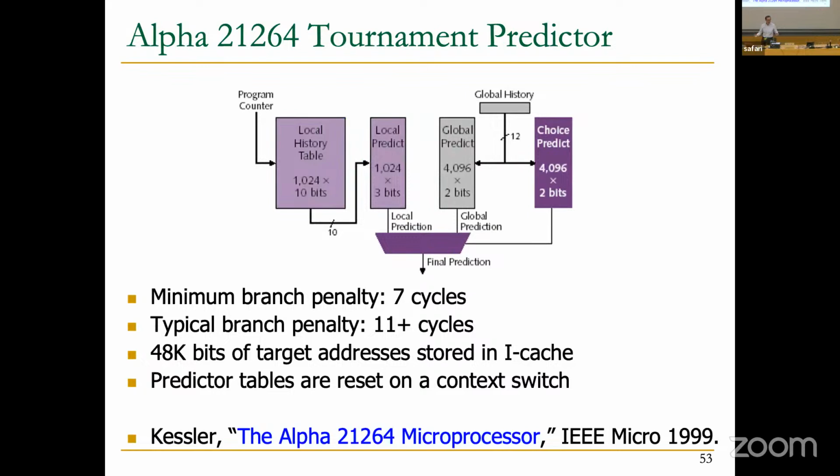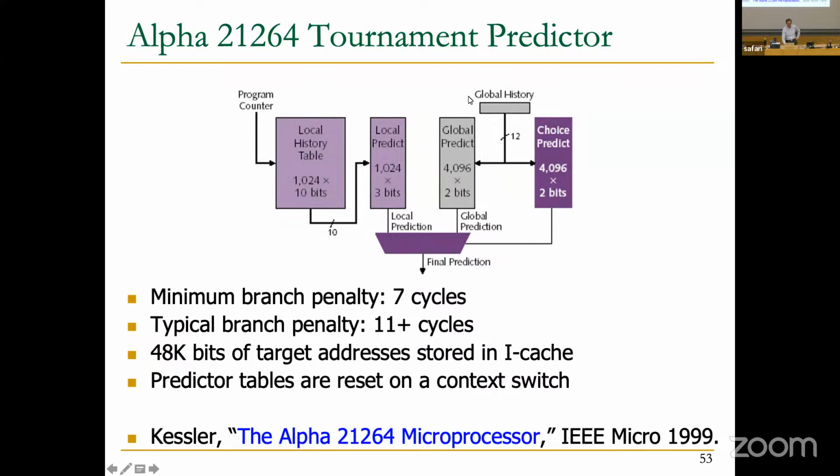All modern processors have hybrid branch predictors. Alpha 21264 was one of the first ones to implement this, and you can see some design choices that they made. There's a global history predictor, just like we've seen, except they use a 12-bit history, 12 bits of global history. And they have 2 to the 12 pattern history table entries, and each of them is 2 bits, right?